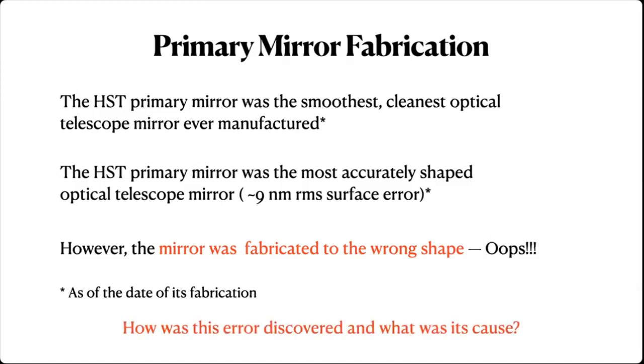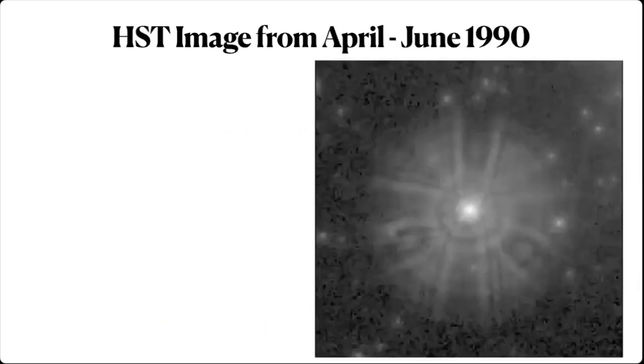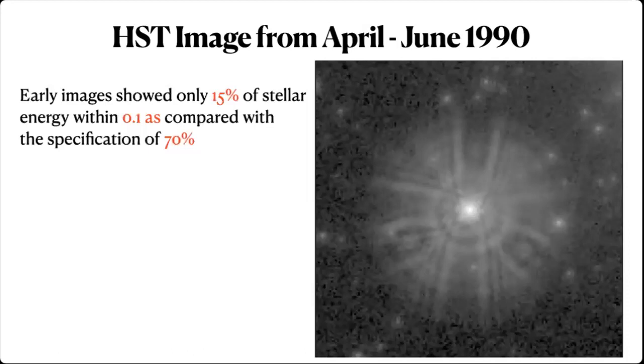So how was this error actually discovered, and what was the cause of it? Well, here's an image taken sometime in the early days after the telescope was launched. It was launched in April. And of course, they did a lot of tests between April and June. And this is what a typical stellar image looked like during this period.